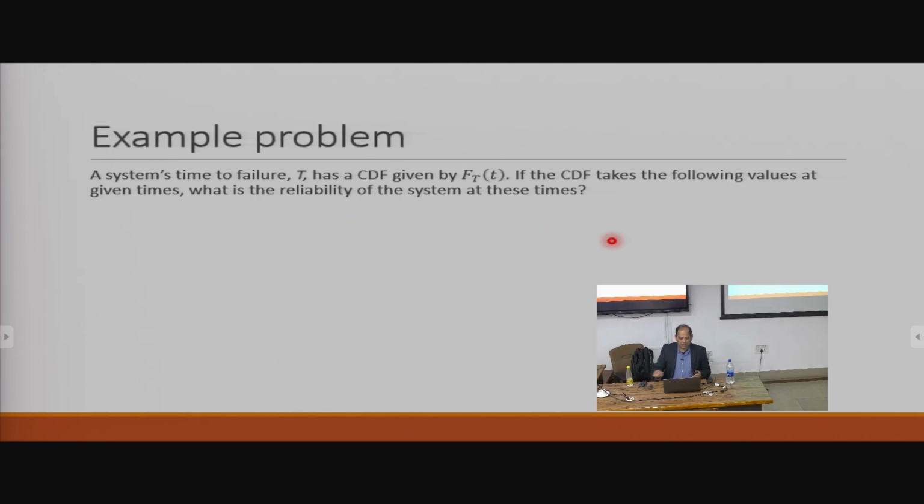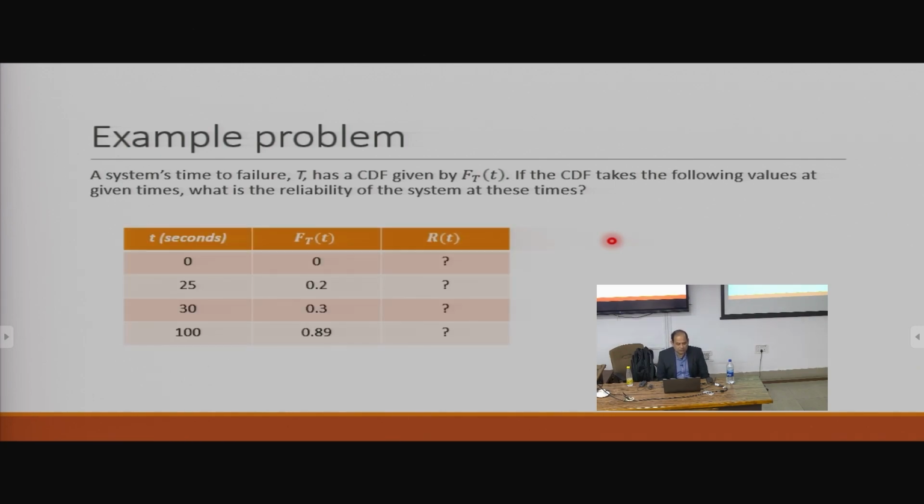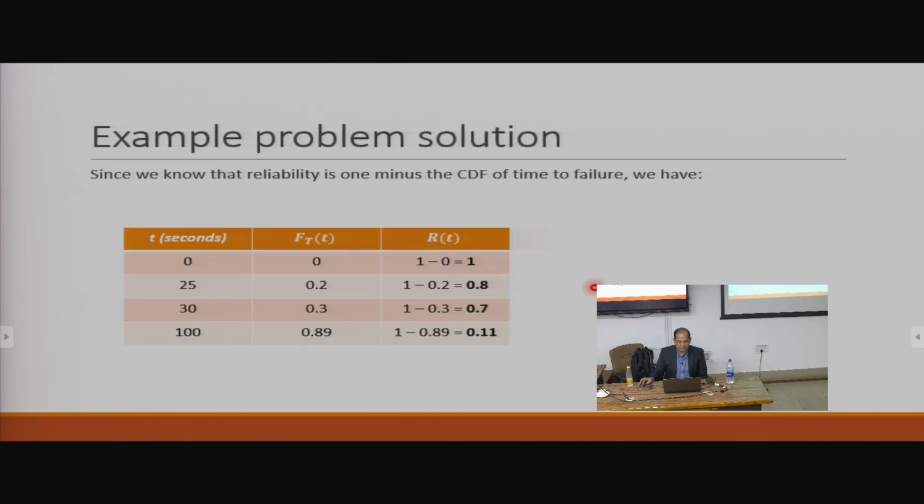Okay. So we'll do a pretty simple problem just to fully understand and get comfortable with these ideas. You have a system's time to failure given here. The CDF is given there. What is the reliability? Basic stuff, right? So just 1 minus that. So reliability at time 0 is 1. Reliability at time 25 seconds is 1 minus 0.2, which is 0.8, and so on and so forth.